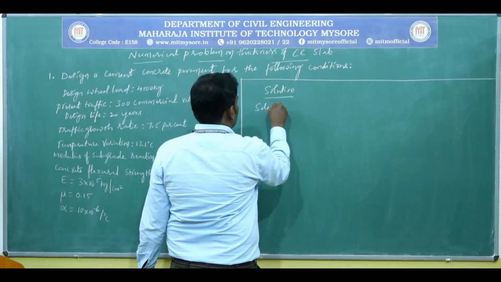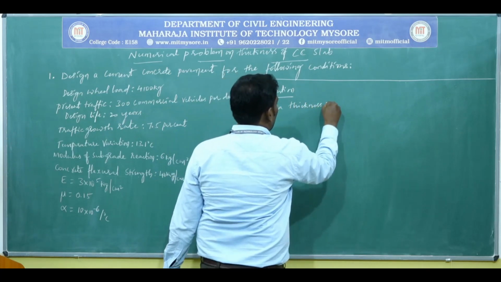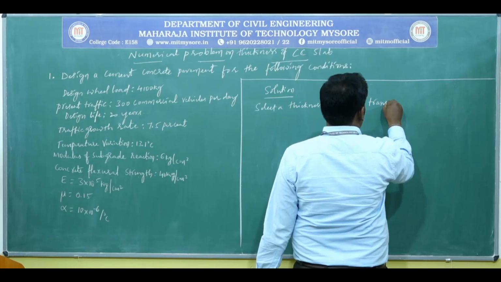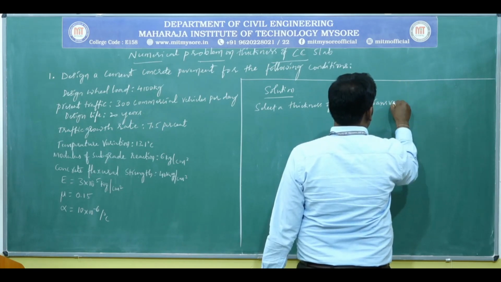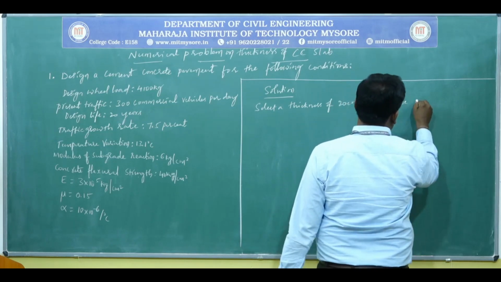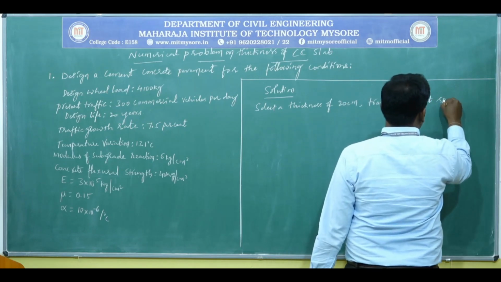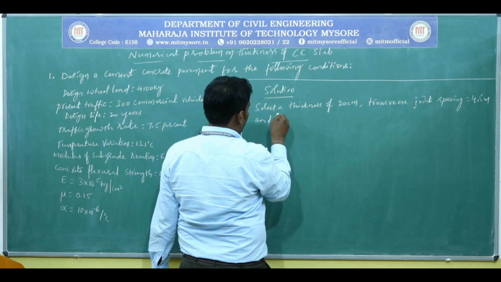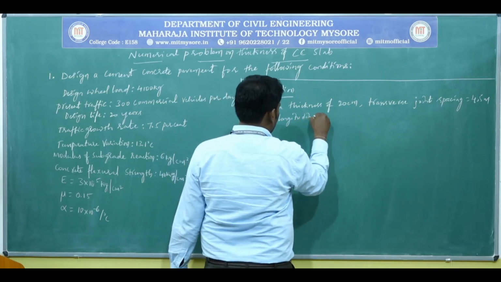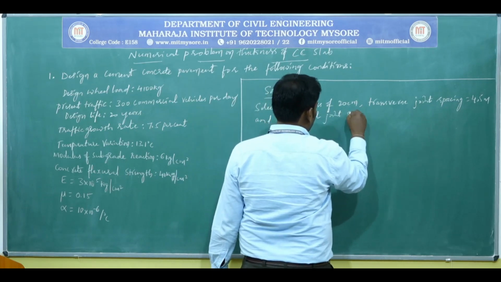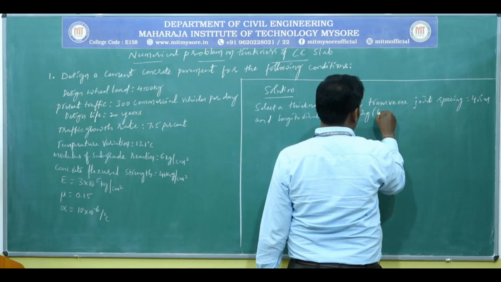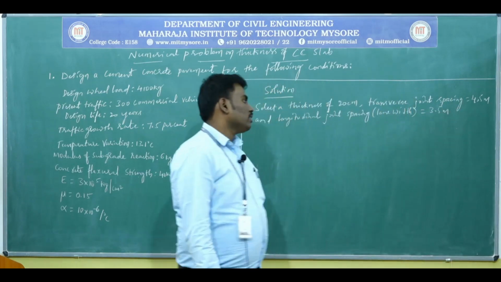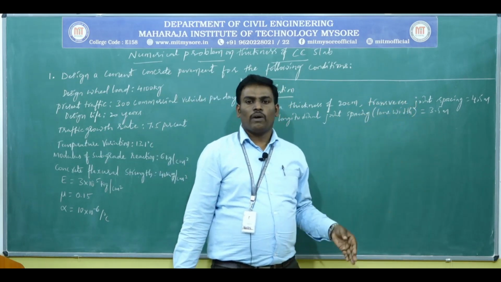First, select a thickness of 20 centimeter, transverse joint spacing equal to 4.5 meter, and longitudinal joint spacing, or we can say lane width, about 3.5 meter.